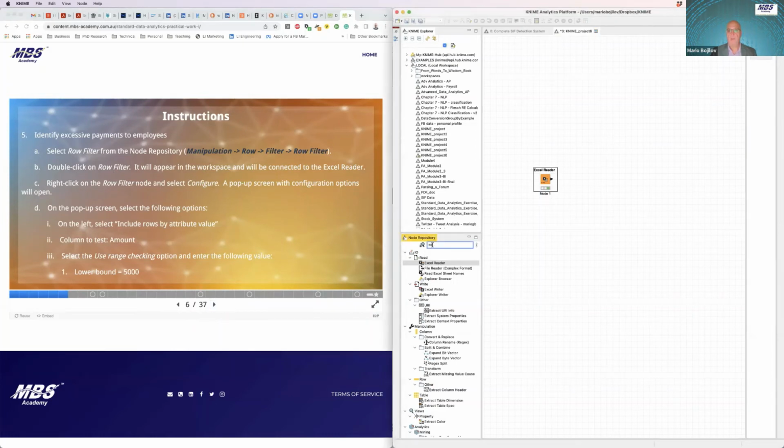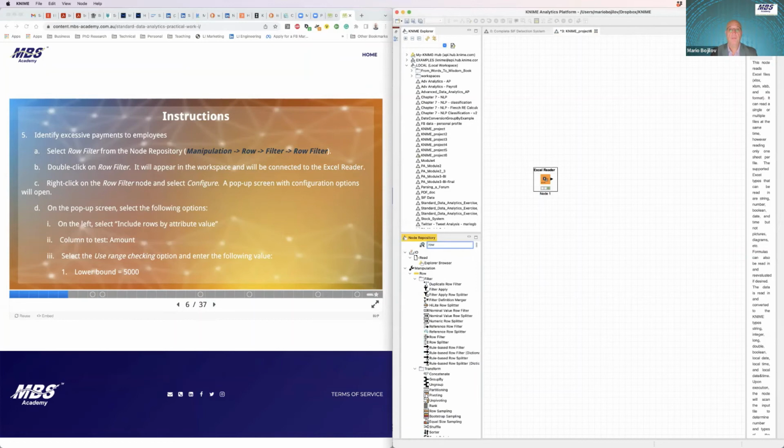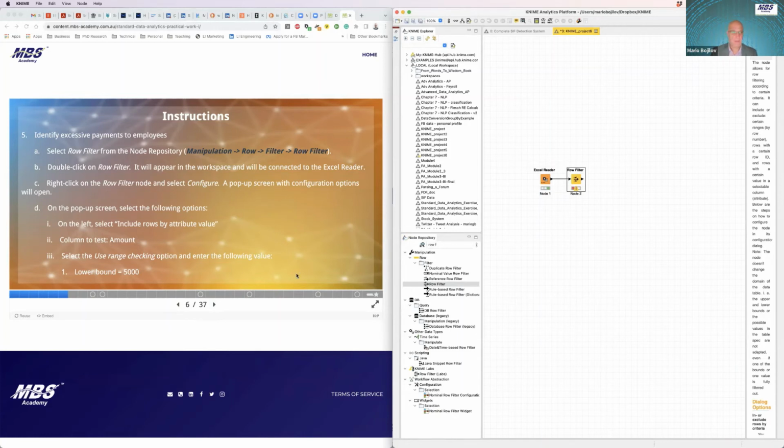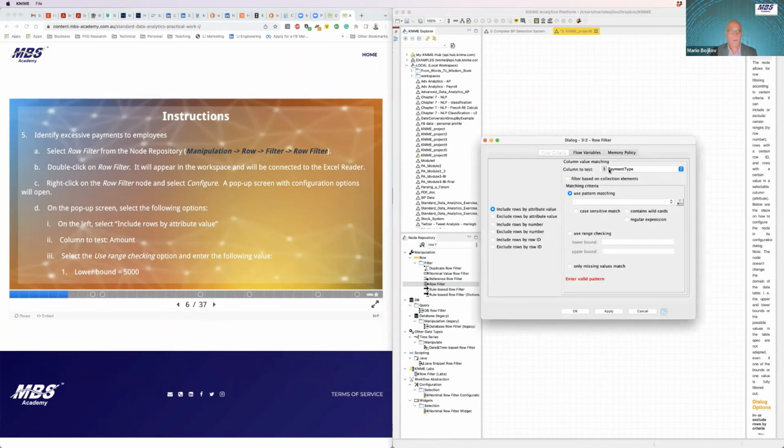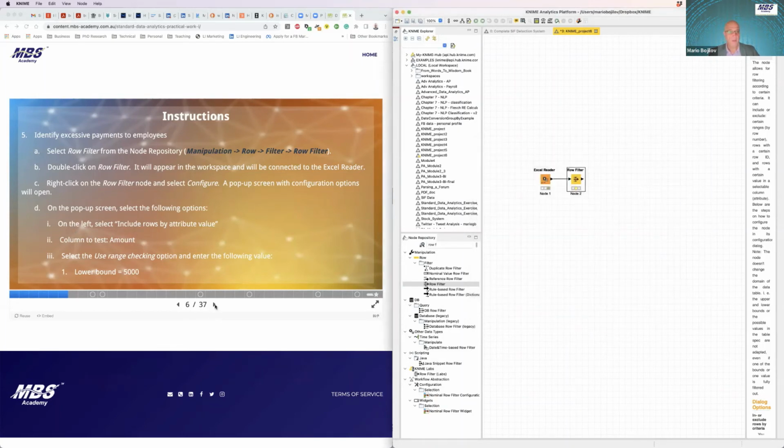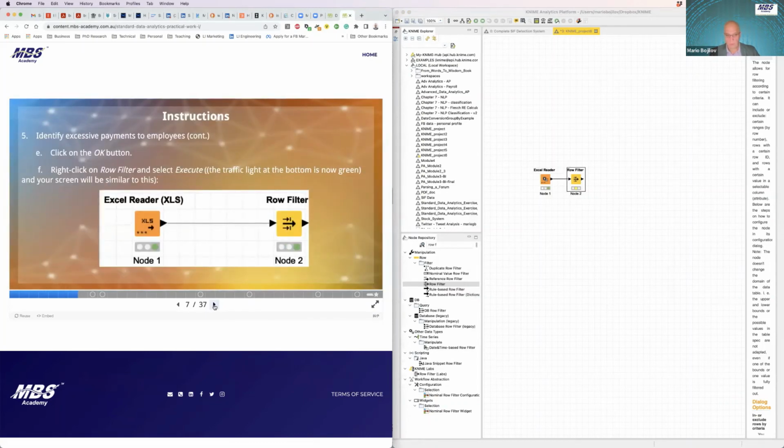Now, I want to just filter on something, so I select Row Filter from the node repository. I'll drop it. It's already connected automatically. I'll double click on it. And I want to get the amounts that are more than $5,000, so all of the records that are more than $5,000. Lower bound is 5,000, and there is no upper bound, so basically it's unlimited. Okay, click on OK. And then this is what it looks like.